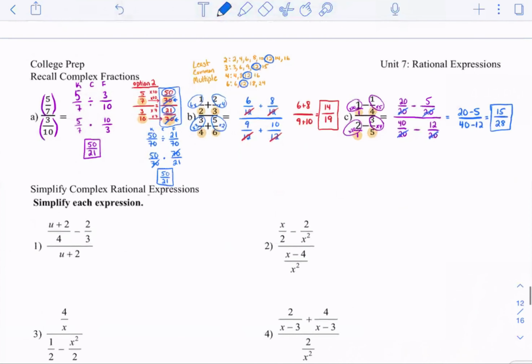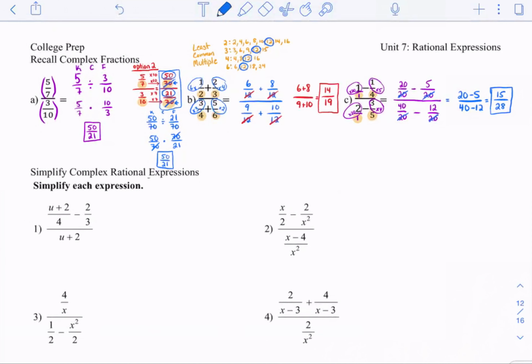So again, that's how we simplify complex fractions. If you need to pause, if you need to go back and check how this was done, rewind, play, please do so. And now let me show you how that works for complex rational expressions. What's different is now we have rational expressions, variables like x and x squared. So we need to find a common denominator using these rational expressions. I'm going to do a couple examples with you, and then I'll let you complete the rest on your own.